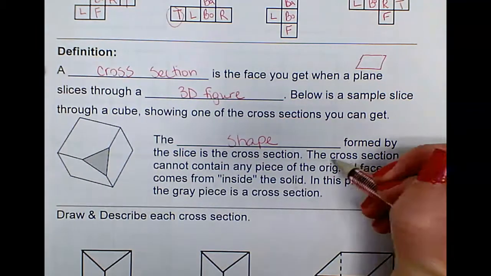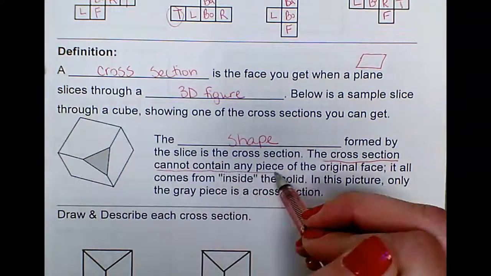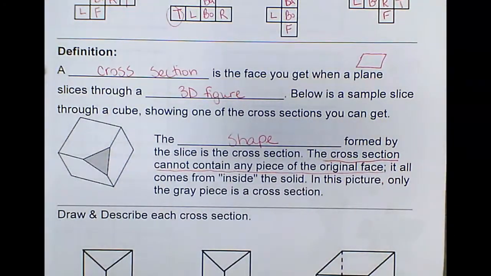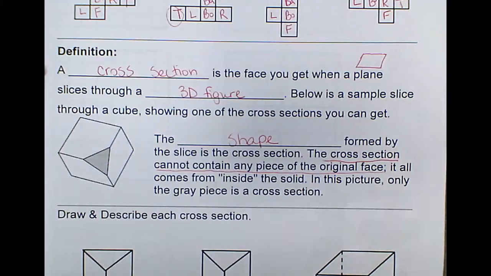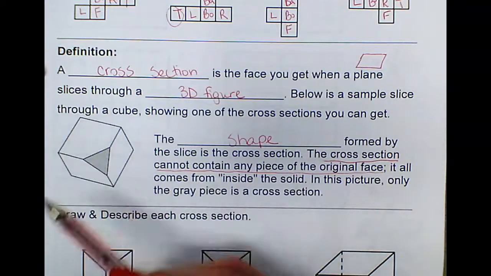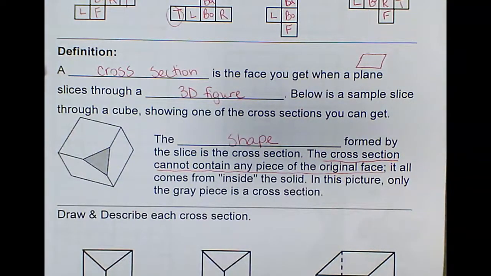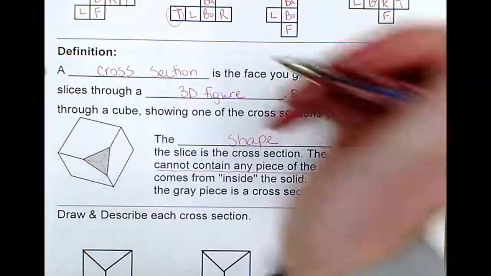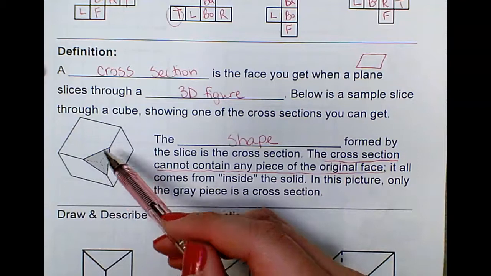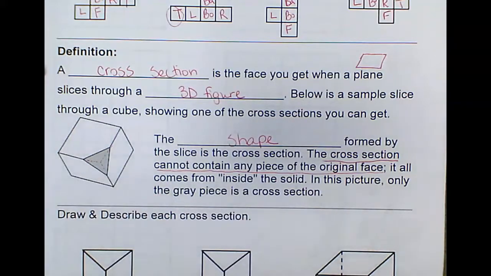And it's important to note that the cross-section cannot contain any piece of the original face. So we're not taking the cross-section of this square over here. We're taking the cross-section of interior pieces of the figure. So it all comes from the inside of the solid. In this picture, only the gray piece is the cross-section. So it's what's left exposed from the inside of the 3D figure. So you can imagine this was the cube, and then this little pyramid part got sliced off, and we have that triangle as the cross section.